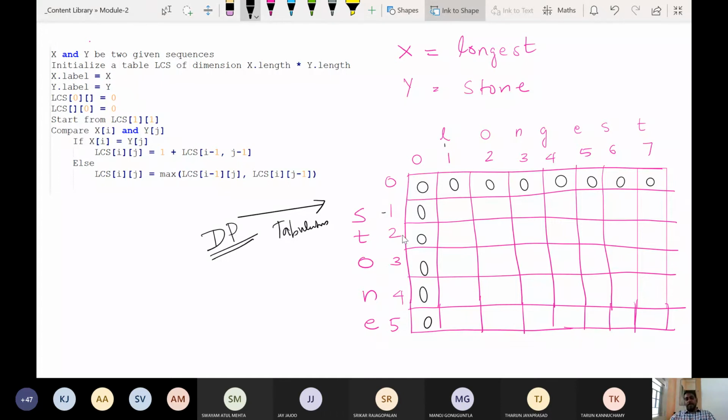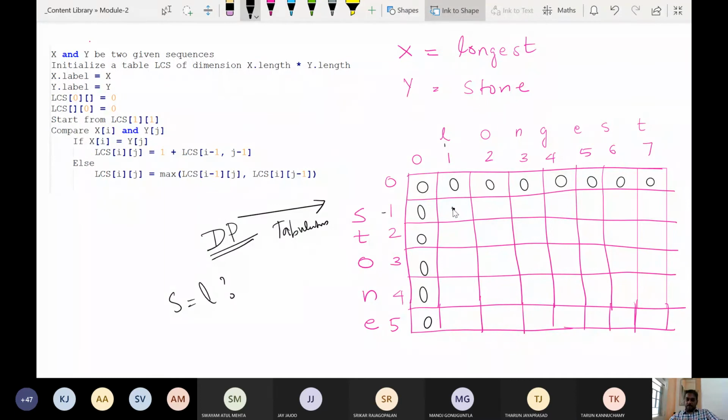Now what is to be done is take the letter in index 1 of this string and the letter in index 1 of this string. Compare these two. Our objective is to fill this entire table, so that we will get the value of the longest common subsequence. So first thing we need to check is, are these letters matching? Is S equal to L? Yes or no? No. S is not equal to L.